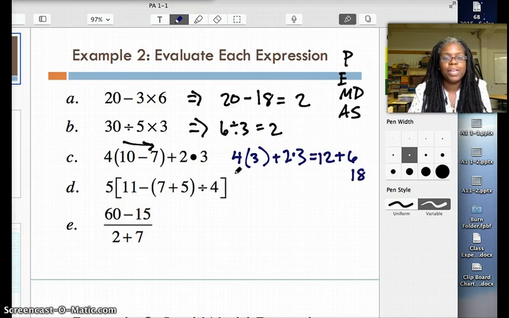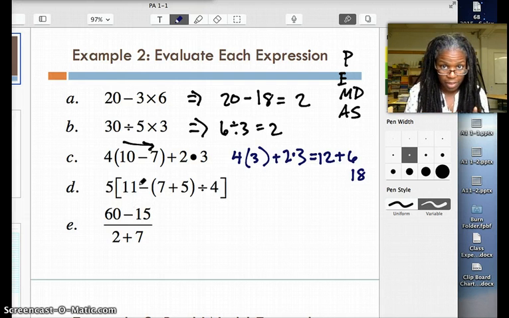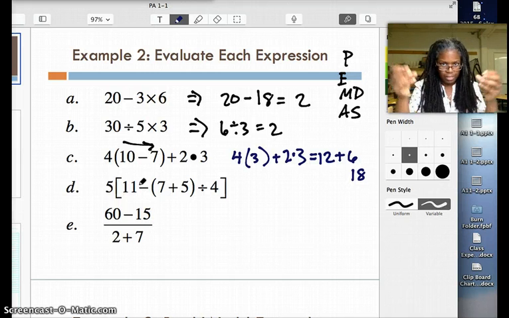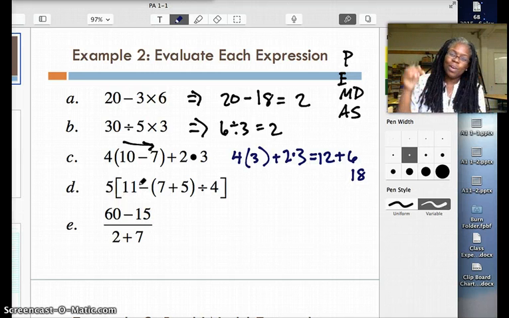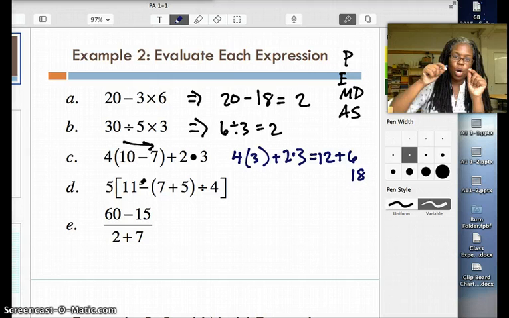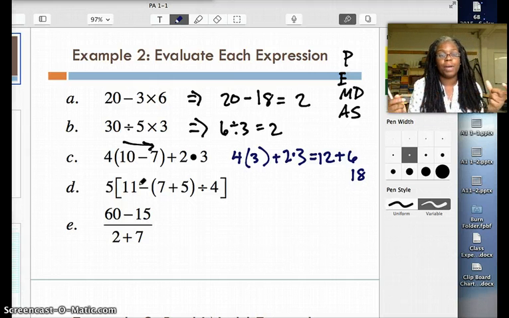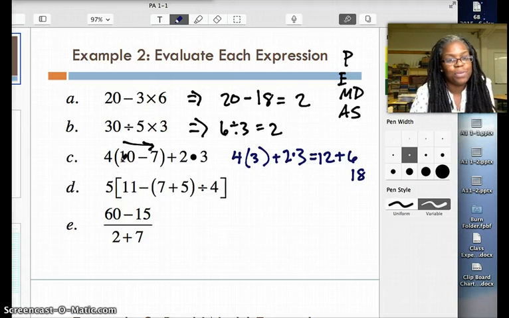The next problem we have not only has parentheses, but it also has brackets, which are sort of parentheses. They're like distinguishing parentheses. So when we have problems with parentheses and brackets, we're going to go deep into the middle. We're going to start there and then work our way out. Again, let's point out the operations we have. We have multiplication here. We have subtraction, addition, and division. So we're going to take that in stride.